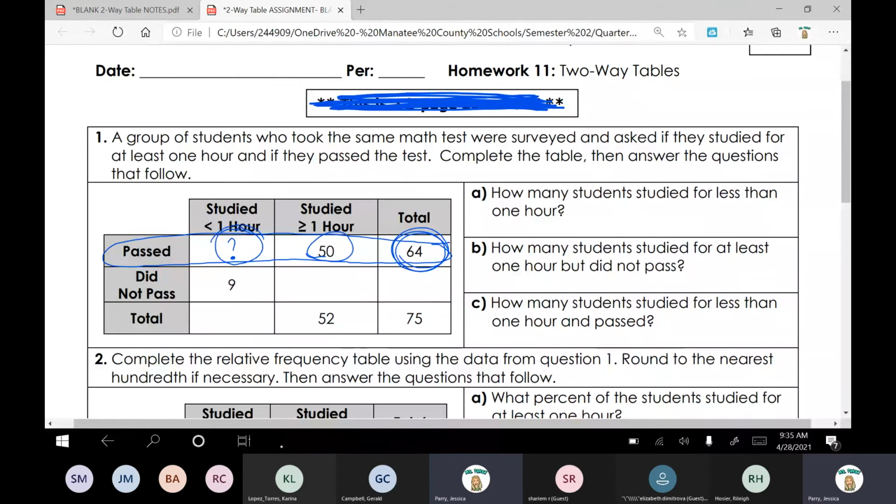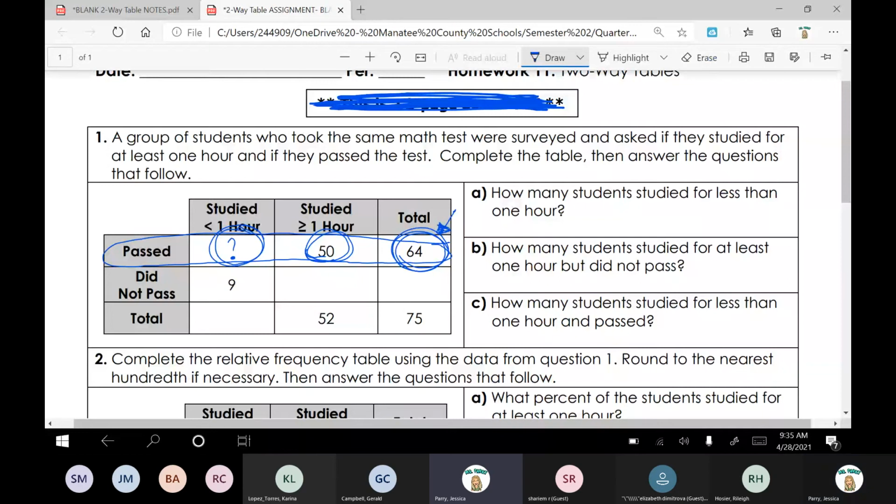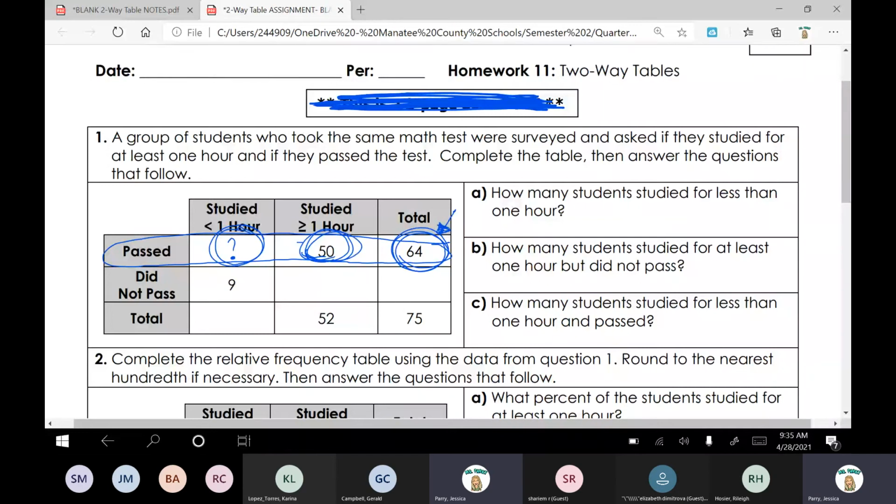Normally we would do this plus this equals 64, but you can go backwards and do subtraction. So how would I figure out that there? What would be my question mark? We can subtract, perfect. So just subtract our total, 64, minus the information that we do have, minus 50. And then what do we get? What's our answer? How many studied for less than an hour and passed?